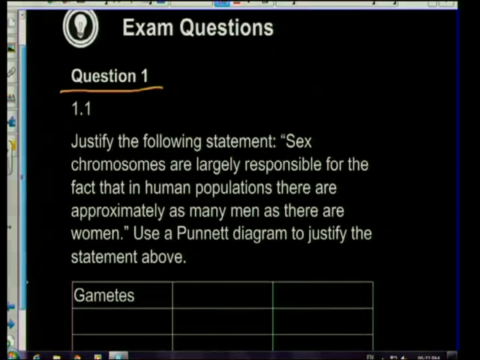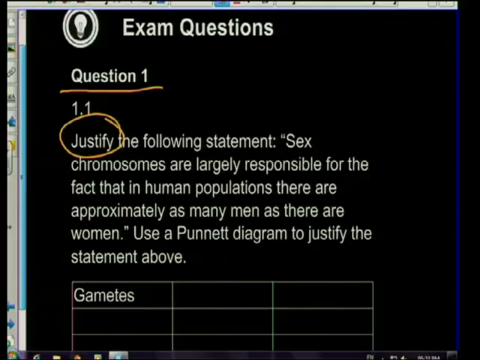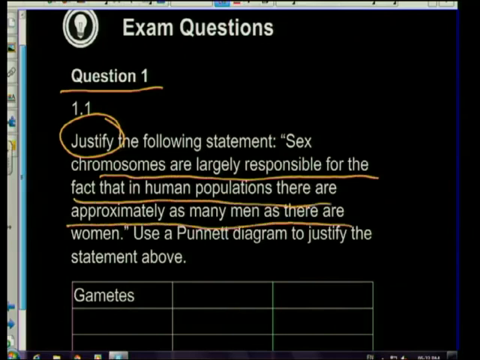The first one, question 1: justify the following statement. That means the statement is being made, the statement is true, you must justify it. You must be able to give us some proof to show that the statement is true. Sex chromosomes are largely responsible for the fact that in human populations, there are approximately as many men as there are women. They're not telling you to say whether it's true or false. They're telling you that the statement is true, you must justify it.